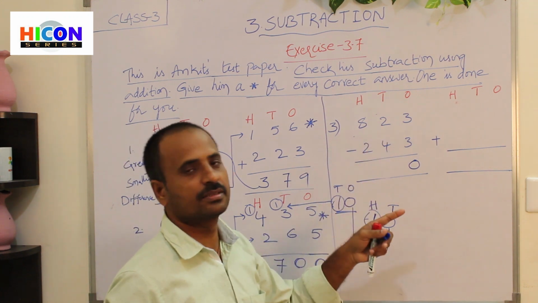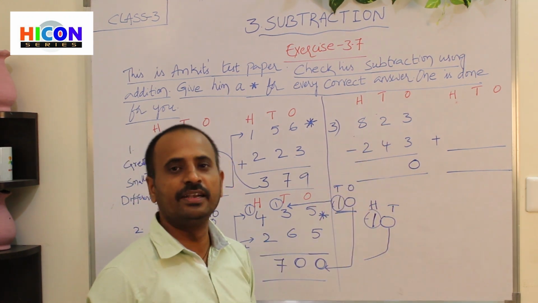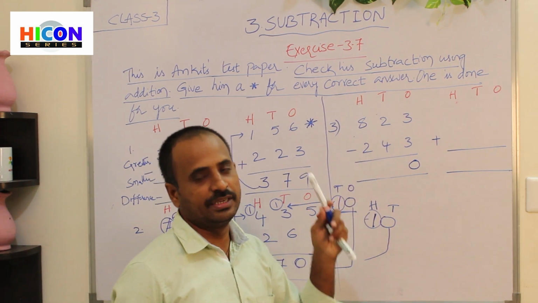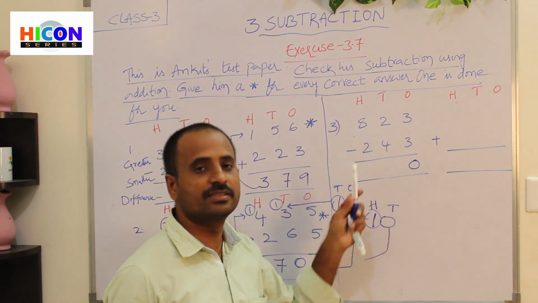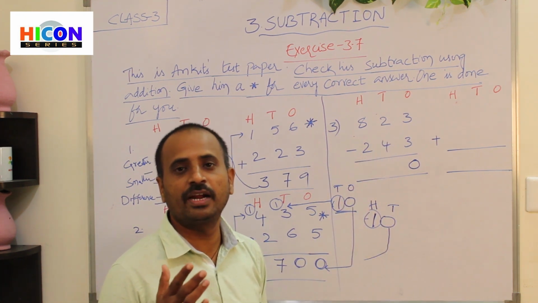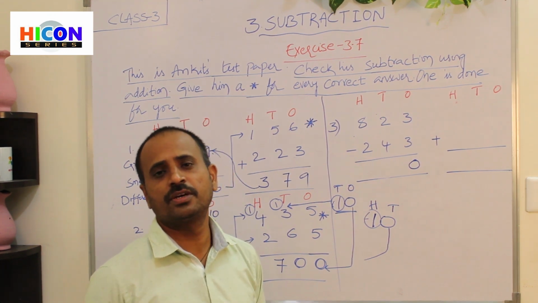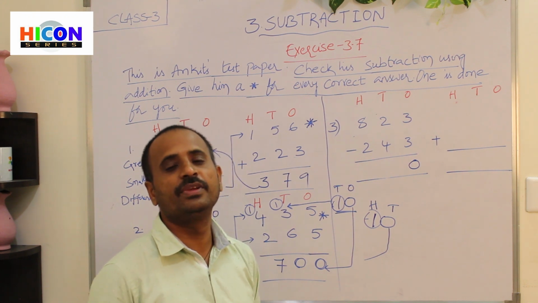Now go to tens place. What are the digits present in tens place? 2 and 4 are present in tens place. So subtract 4 from 2. Is it possible? No, because 2 is the smaller number, 4 is the greater number. We cannot subtract 4 from 2. So if the subtraction is not possible, then borrow from the next place.